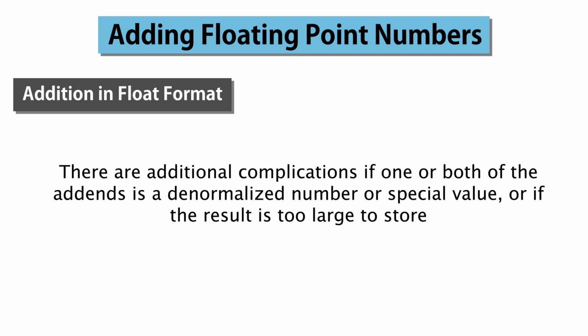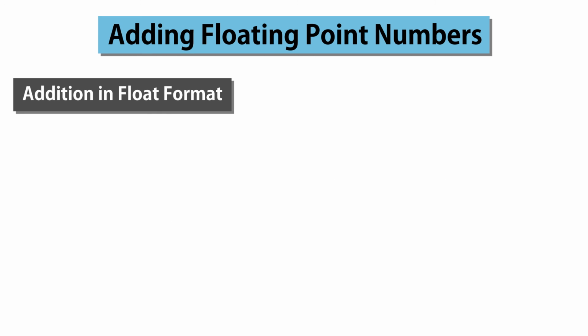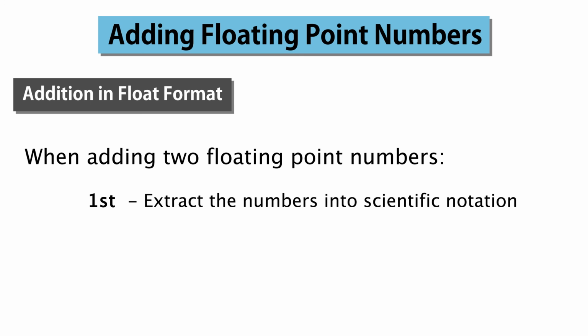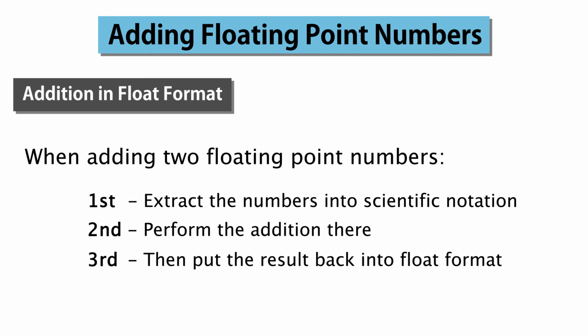The hardware must deal with these corner cases also. It's certainly possible to do all this. Floating point hardware does it flawlessly. But most humans aren't very good at it. So when adding two floating point numbers, it's typically easier for us to extract the numbers into scientific notation, perform the addition there, and then put the result back into float format. This requires some care, but it's a lot easier than trying to mimic the hardware.